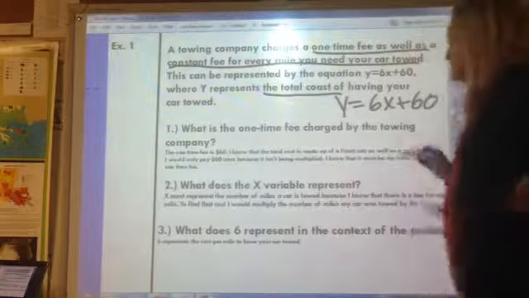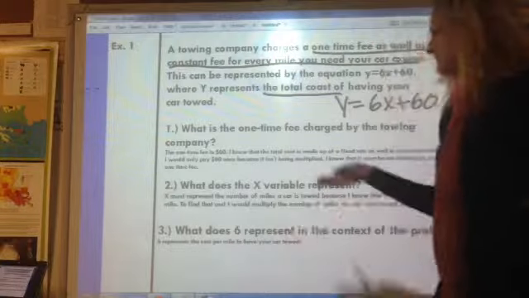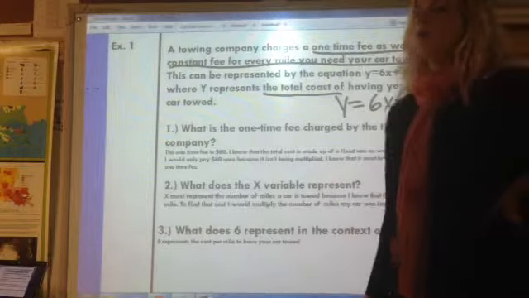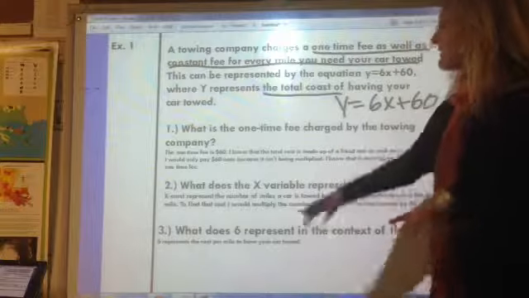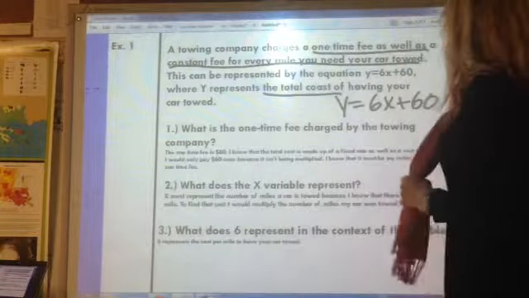My last question, what does 6 represent in the constant of the problem? We've already kind of talked about that. 6 represents the cost per mile that you have your car towed. You see how in-depth that was? Those are the kind of things we need to start writing on our equations. Let's do one with a graph.